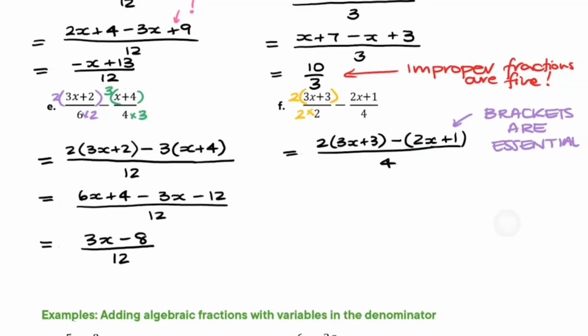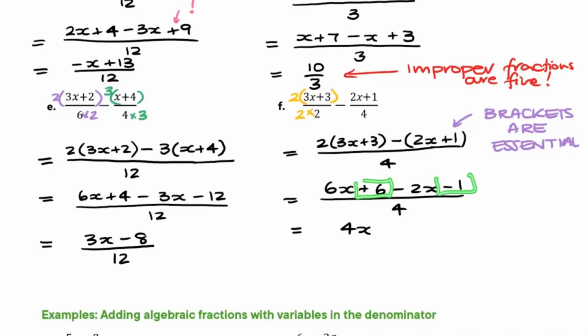Okay, expanding out those essential brackets. 6x plus 6 minus 2x minus 1 all over 4. Now we've got that 6x minus 2x, which is going to be 4x. And we've got that plus 6 minus 1, so that's going to be plus 5 all over 4.